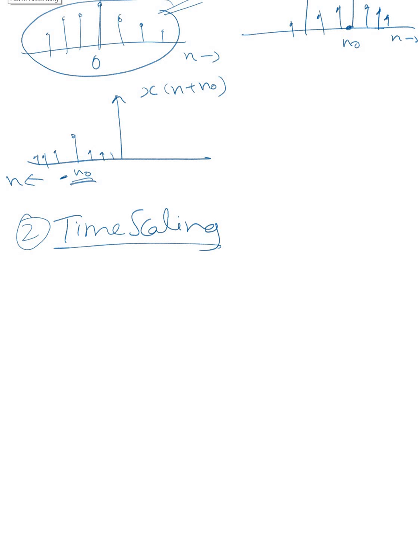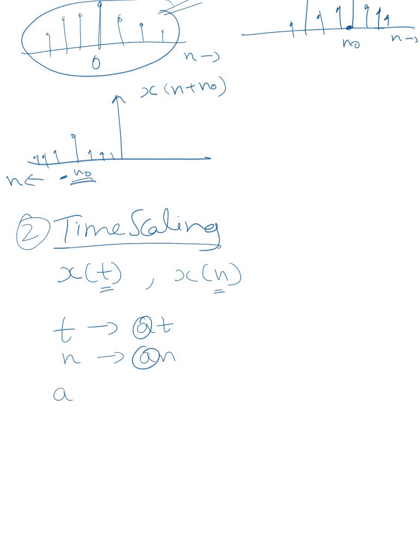In case of time scaling transformation, let us assume the same signals x of t and x of n. The independent variable t, or you can say n, is replaced by a scaled version of the same. That is, t can be replaced by a of t, and similarly n can be replaced by a of n. And this results into the scaling of time, where a is your scaling factor that will decide the scaling of the signal.